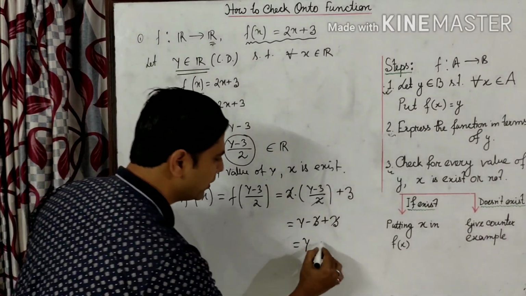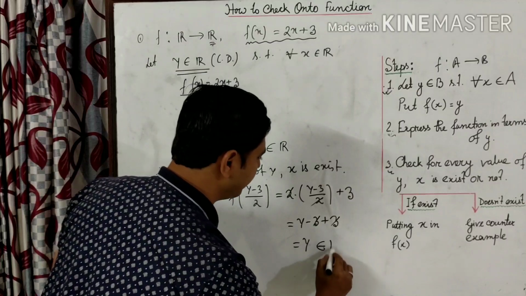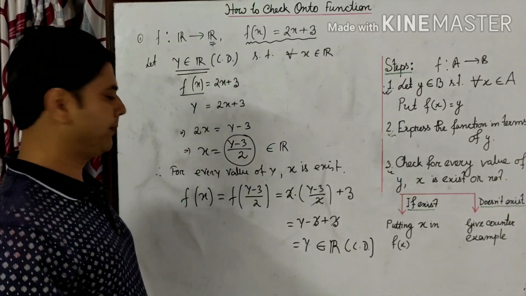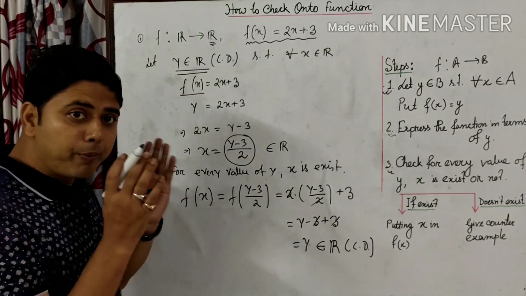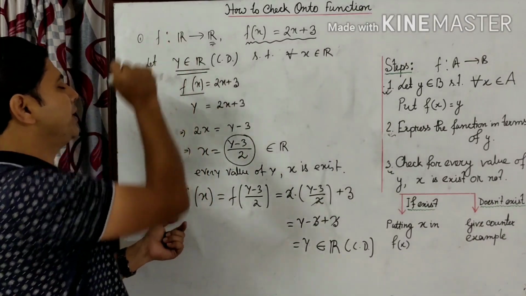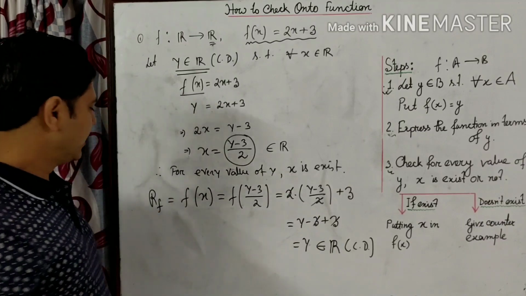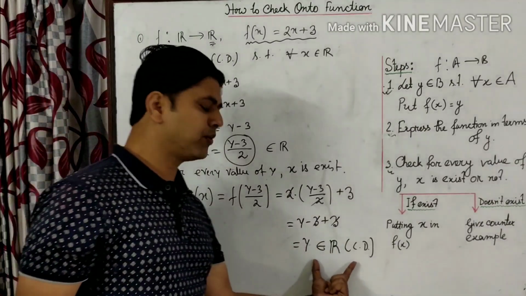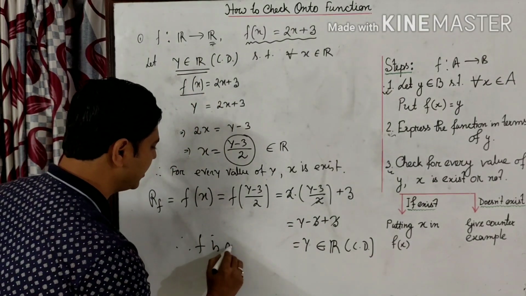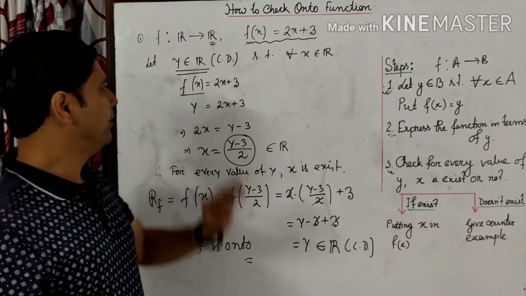Okay, y belongs to all the real numbers. That means this part is equal to the codomain. f of x always represents the range of this function, where x is the domain value. Finally, the range of this function is equal to the codomain. Therefore, the given function f is onto.